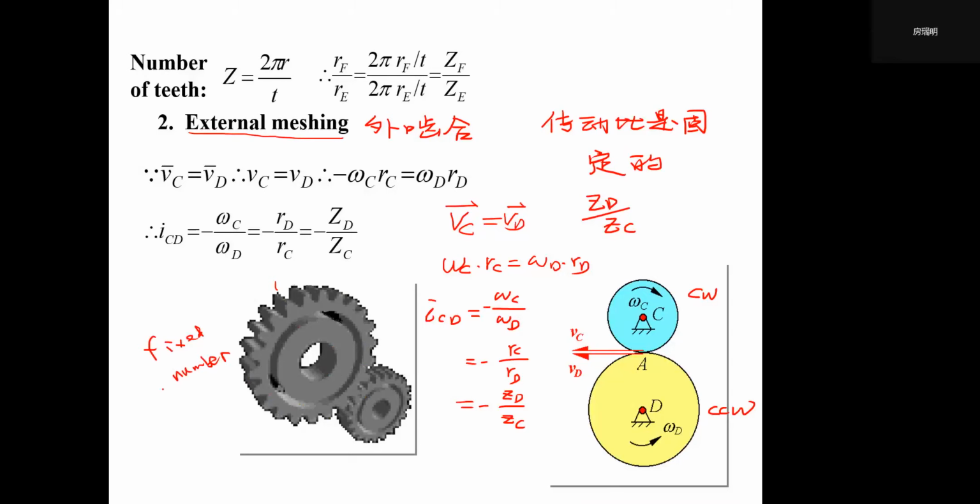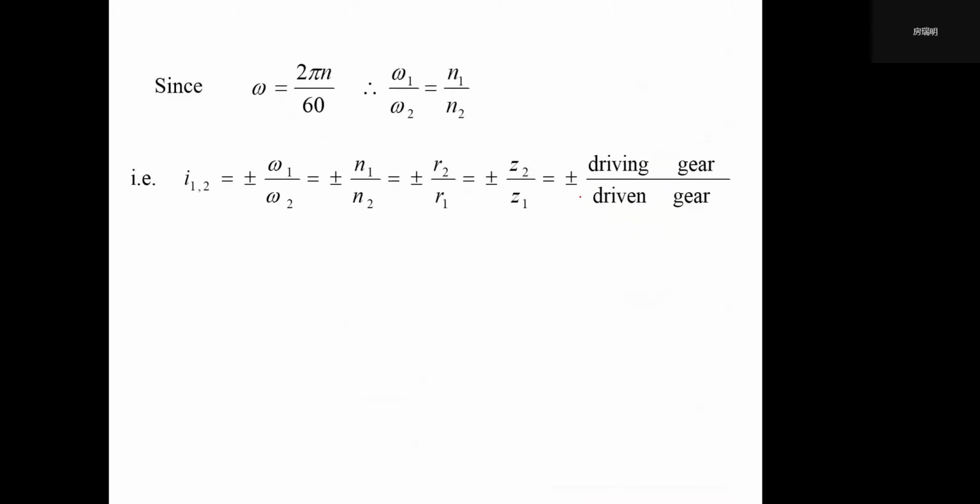When we finish the manufacturing of a gear, the number is fixed. So this ratio will always be a fixed number. That's the biggest characteristic of this gear transmission mechanism: its ratio is always a fixed number, right? Another one is this.